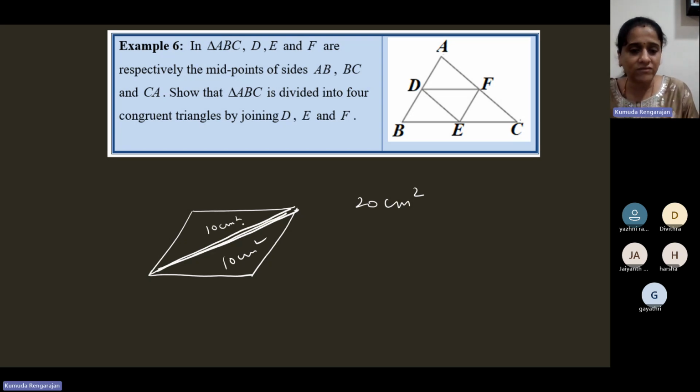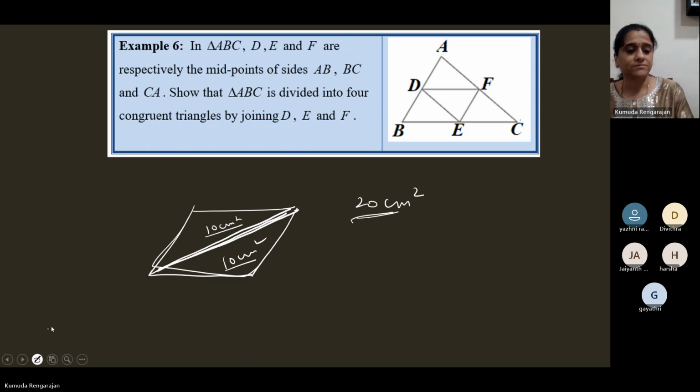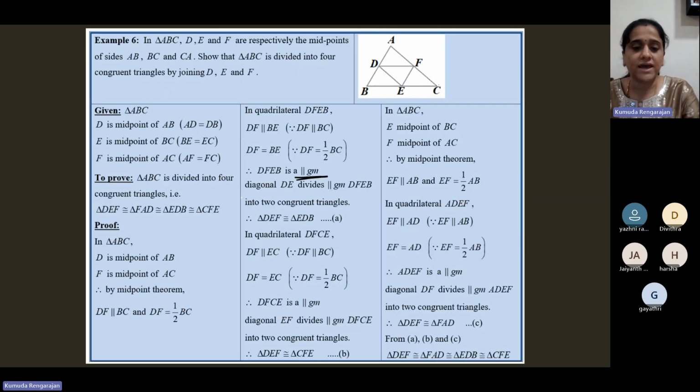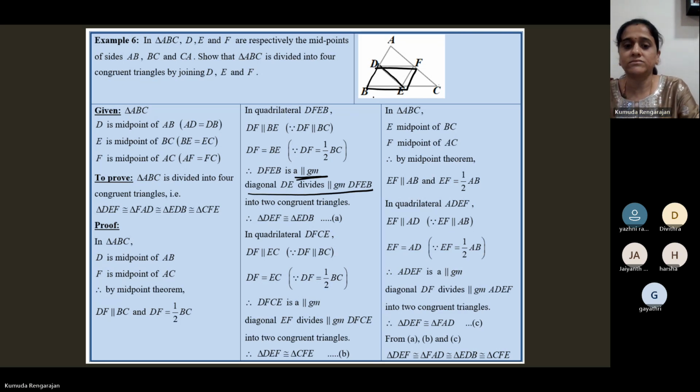The diagonal of a parallelogram divides it into two congruent triangles, and congruent triangles are equal in area. So if the area of the parallelogram is 20 centimeters square, it will be 10 here. So here, diagonal DE divides the parallelogram into two congruent triangles. Therefore, this triangle is congruent to this triangle.